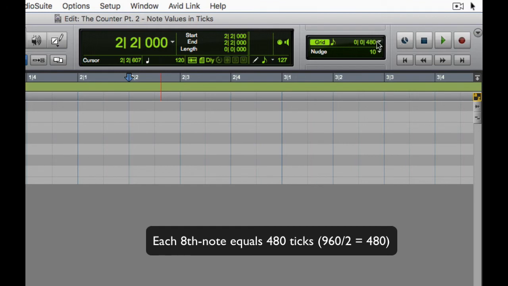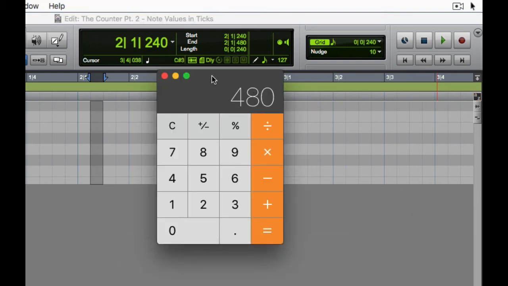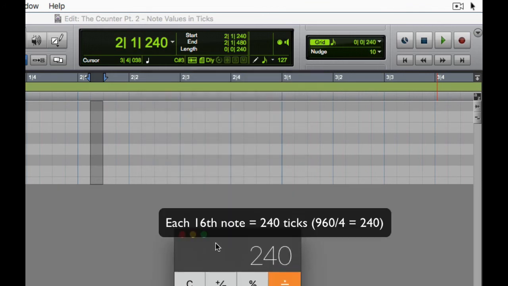Now let's go down to our next grid value, 16th note, so now we've got 1, 2, 3, 4 grid values within that first quarter note, and between each one of those grid points is 240 ticks. So again, if I go back to my calculator and I start with 960, and there are 4 16th notes in every quarter note, so divide by 4, that gets me that number 240 right there. So let's just keep going there.